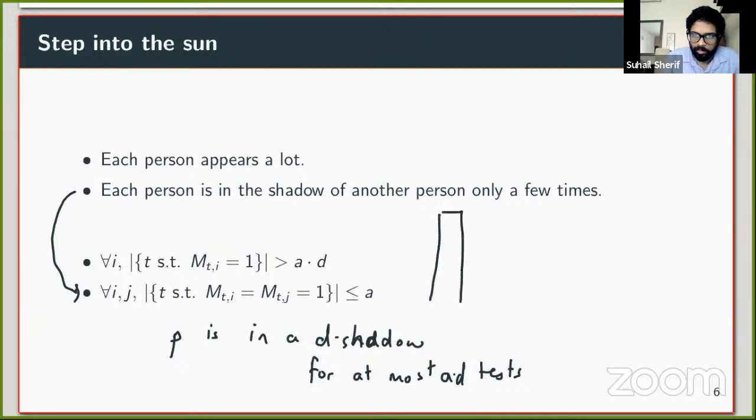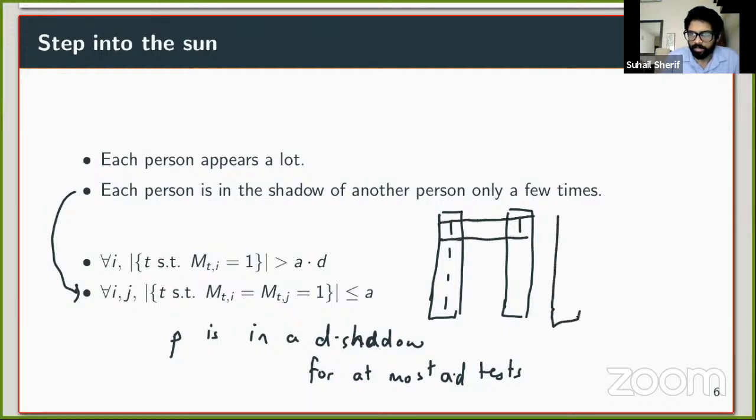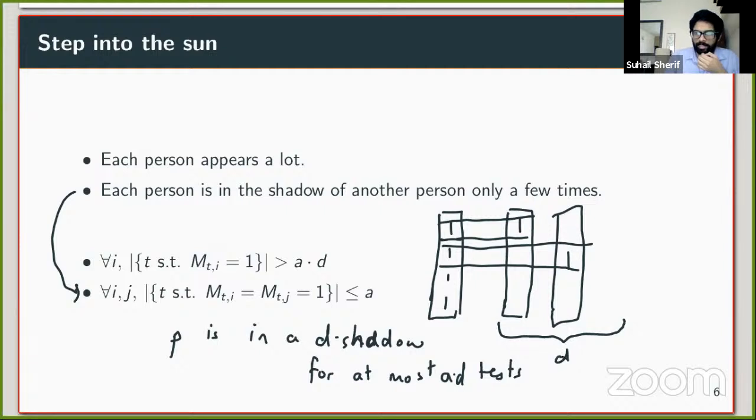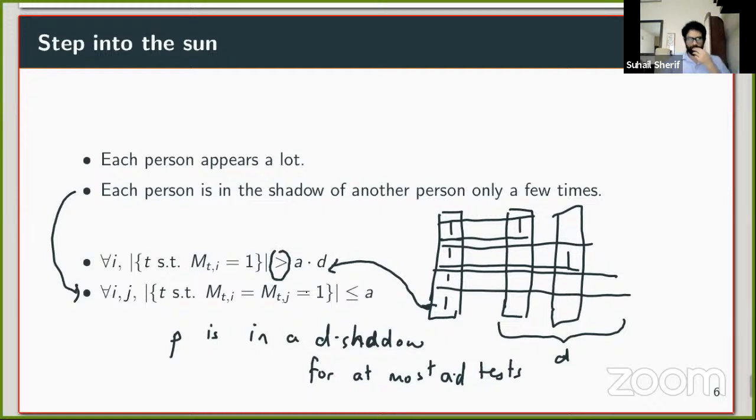If you think about P's column, it has ones in a few places. And what we're saying by property 2 is that if I take any other column, it has ones in the same place as P for very few of them. So maybe this one is covered by this shadow. And then there's another column, maybe that covers another shadow. But all of these shadows are small by property 2. So if I take at most D people and look at the shadow that they cast, that whole shadow is going to be very small. And there's at least one test left over because of the first property, that it has to be greater than A into D. So I hope it's clear how these two properties ensure that everybody is outside of every D shadow.